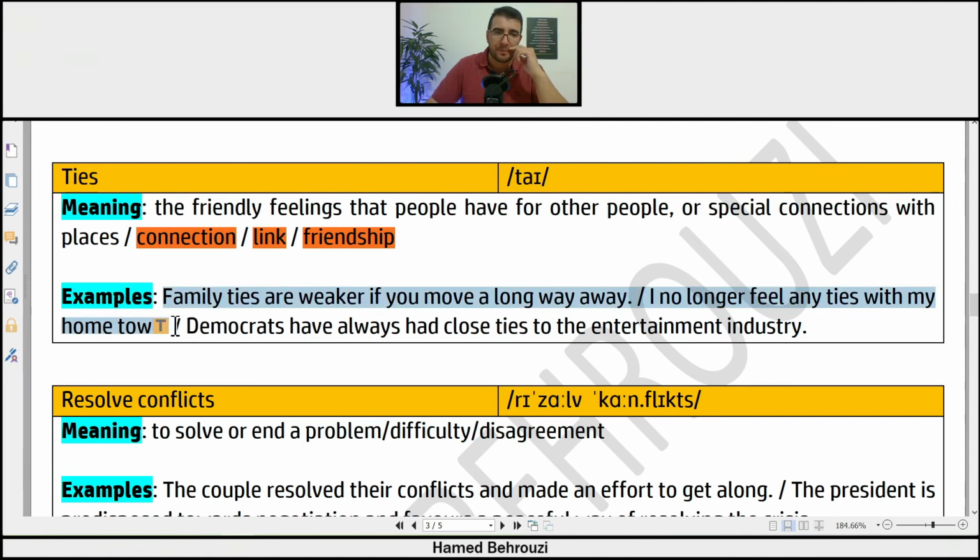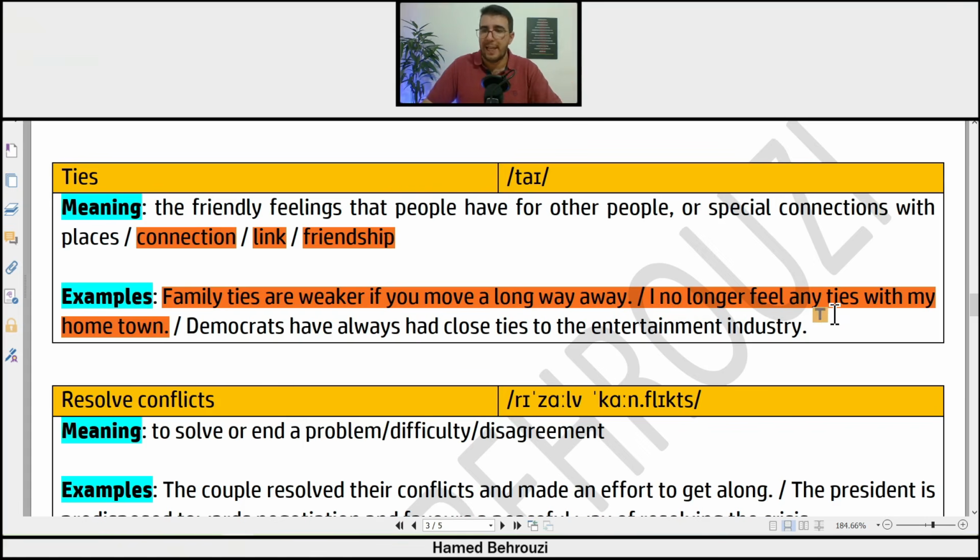Look at this one. I have used it in the way of family ties. Family ties are weaker if you move a long way away. That's one thing. What is family tie? The connection that you have with your family. So it's a good compound noun that you can use.